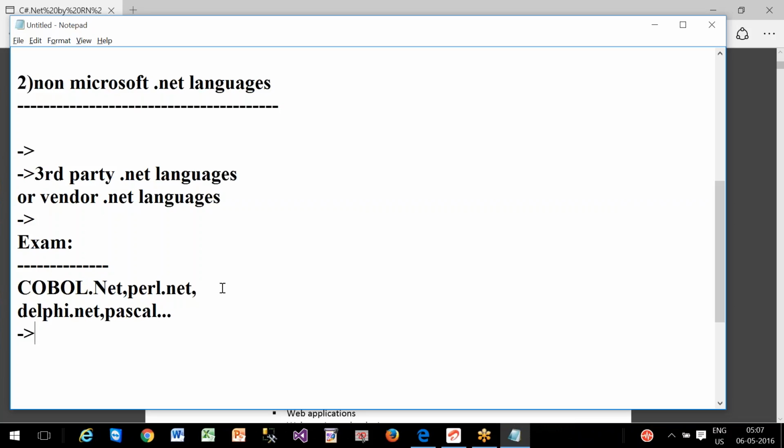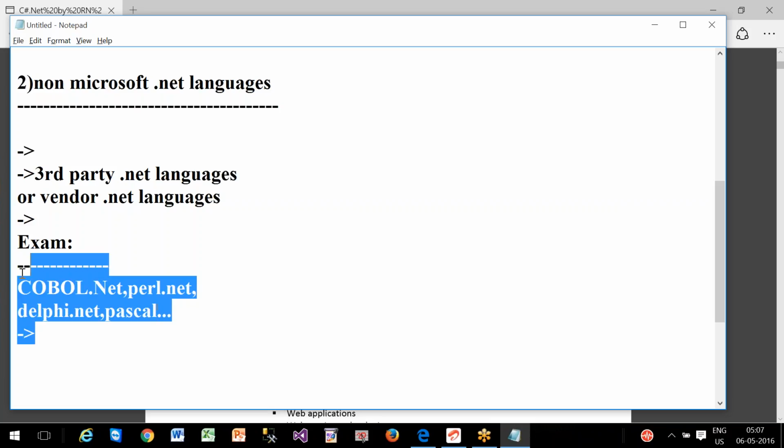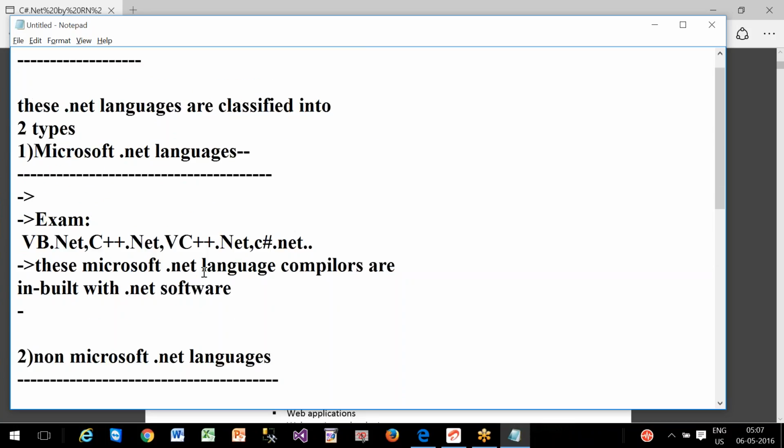As a .NET person, we should know about all these things. But frankly, I'm telling you, non-Microsoft .NET languages have not succeeded much. Maximum, 99% of people are using a language called C#.NET. Those days it was okay, but now it has not succeeded much. As a .NET professional, we should have this knowledge, but nowhere is it implemented properly.